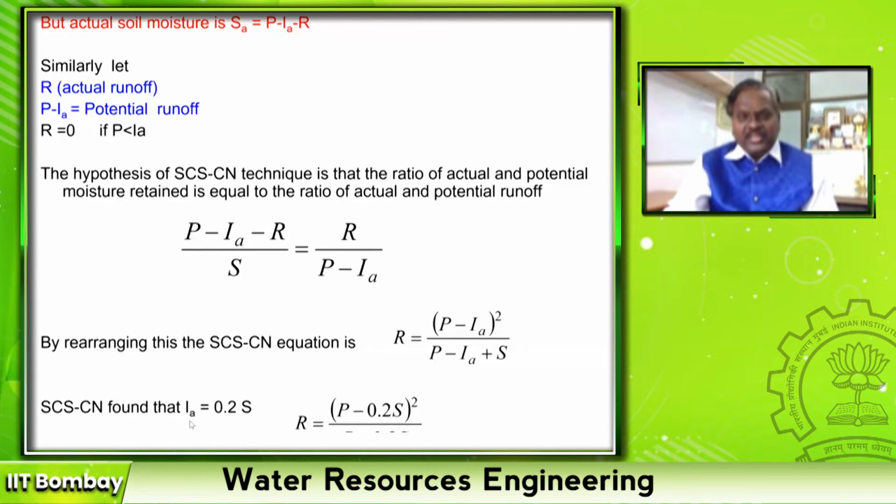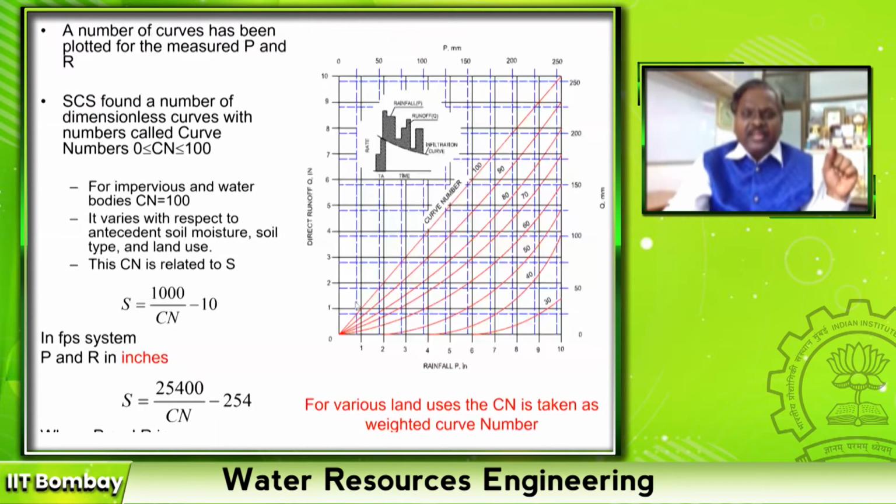Then substituting IA as 0.2 times S, my runoff is equal to (P minus 0.2 S) squared divided by (P plus 0.8 S). This is the basic equation we use in our SCS curve number technique. So here the measured value is P and the unknown value is S, that is the maximum potential soil moisture that can be retained in a given soil, which is a function of the type of soil and its land use.